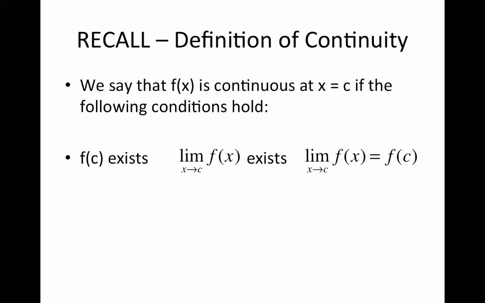A function's continuous at a point c if three things are true at that point. f of c exists, so the function has a value. The limit as x approaches c of the function exists, which means as you get closer and closer to c from both the left and the right, you approach some value. And then the third condition is that value that you approach has to be f of c. If that happens for every value of x in your domain, then we call the function a continuous function. If that doesn't hold for a certain point, then we would say there's a discontinuity at that point.